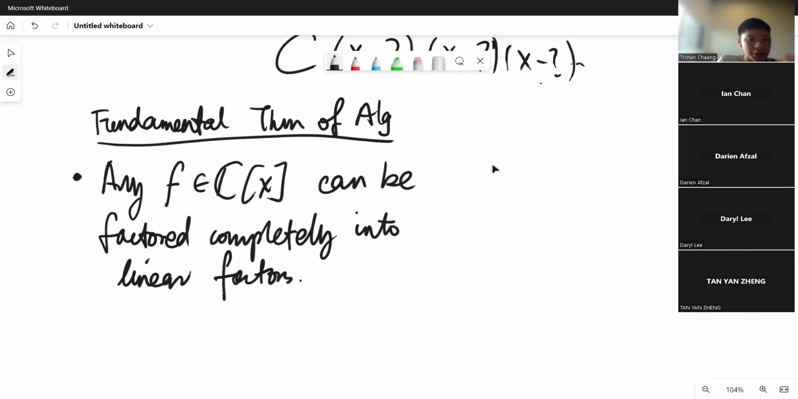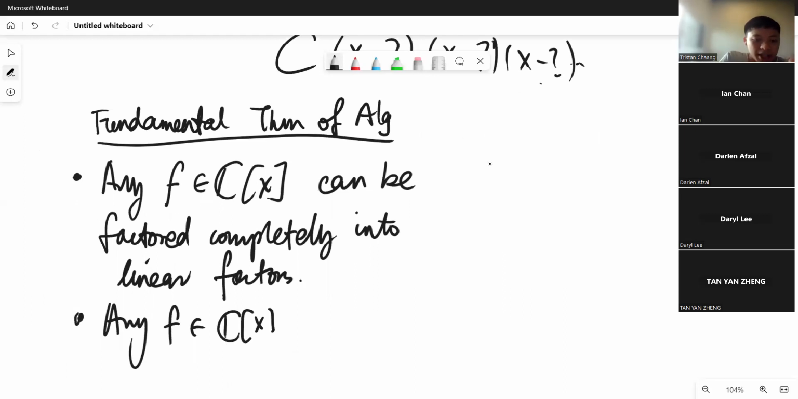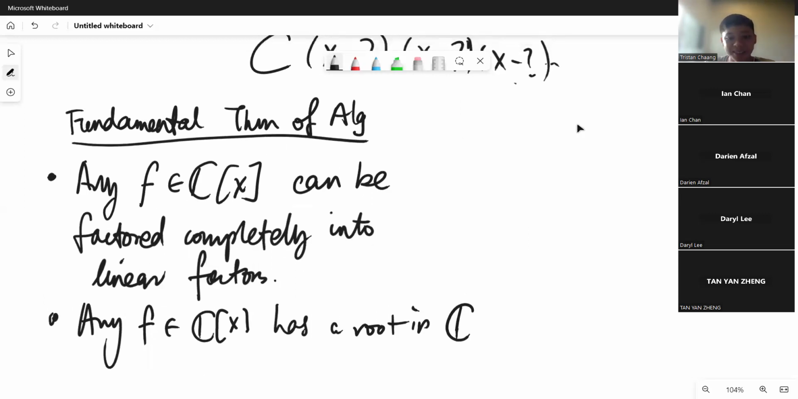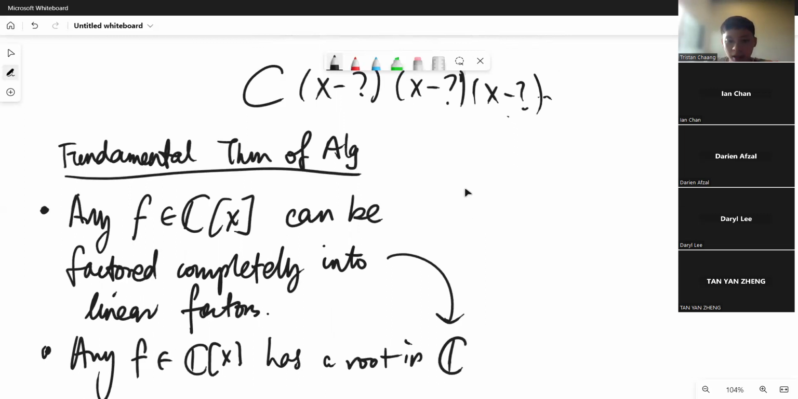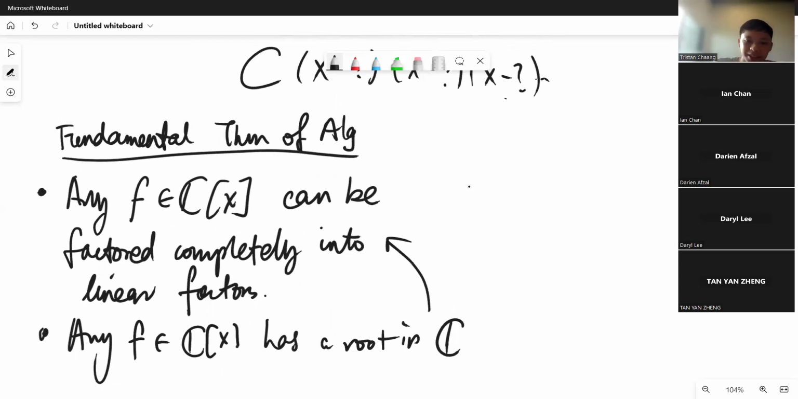In fact, there's an equivalent statement to that. Any f has a root in C. Well, at first glance, you might say the second one is just a special case of the first one, right? If we have so many roots, that means it has a root, apparently. But you can actually prove the other direction. If any polynomial has a root, then you can prove the first statement, which seems like the stronger statement, but apparently they are both equivalent.